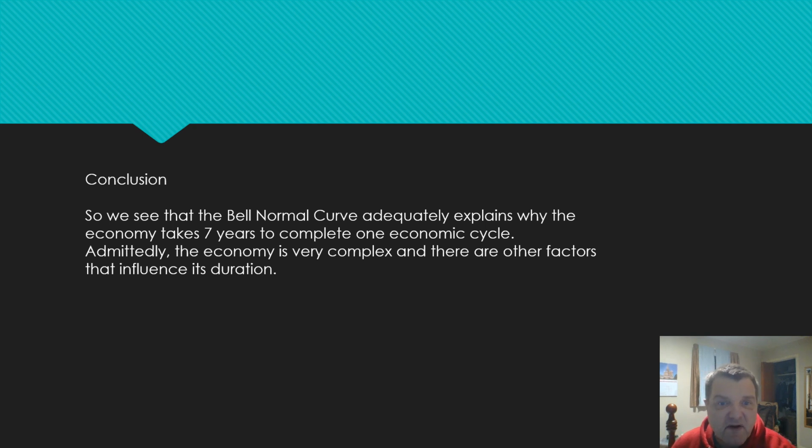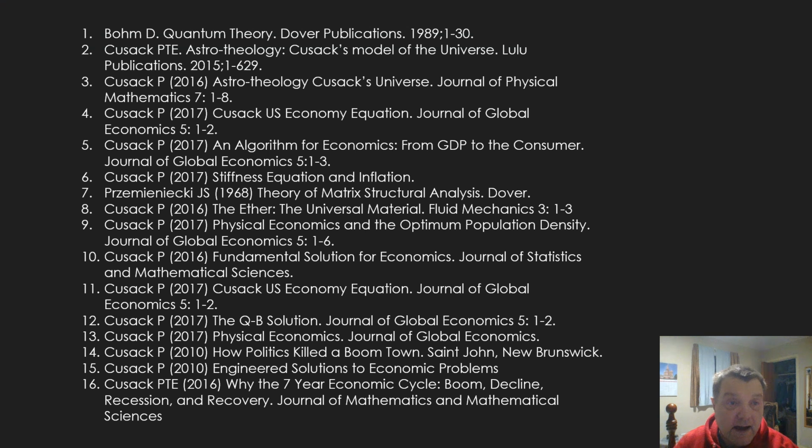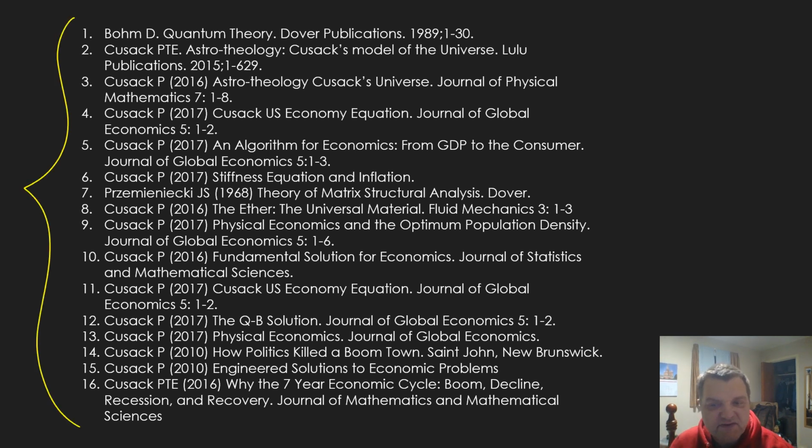So we see the Bell normal curve adequately explains why the economy takes 7 years to complete one economic cycle. Admittedly, the economy is very complex and there are other factors that influence its duration. And there are the references for papers I've written on this. If you want more detail and you want to peruse it, then there are some references here for you. I'll leave those on the screen.